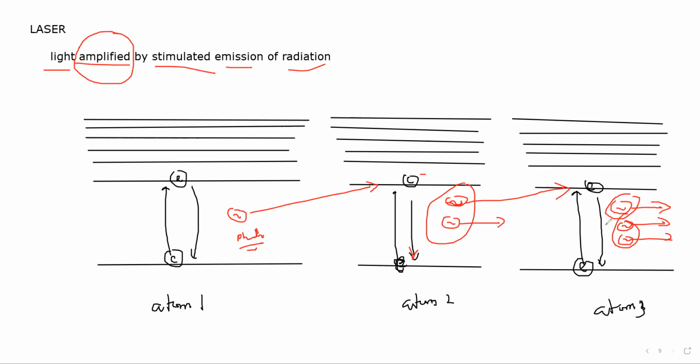Is it clear how the laser works? The atoms which we use here are helium and neon atoms, a mixture of helium and neon. Is it clear? This is the concept of the laser, the light which is amplified by stimulated emission of radiation.